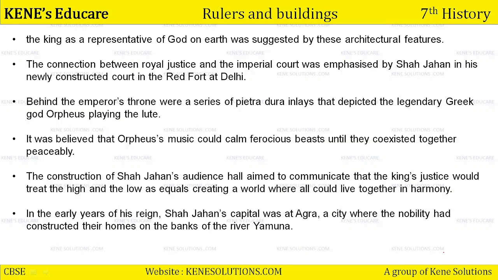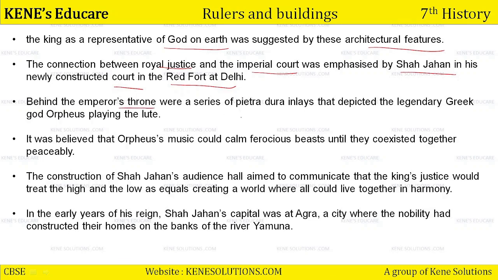Okay. Now what these architectural designs and features used to tell, that the king was the representative. The king was depicted as a representative of God on earth, shadow of God, and this was suggested by these architectural features only. The connection between royal justice and the imperial court was emphasized by Shah Jahan in his newly constructed court in Red Fort at Delhi.